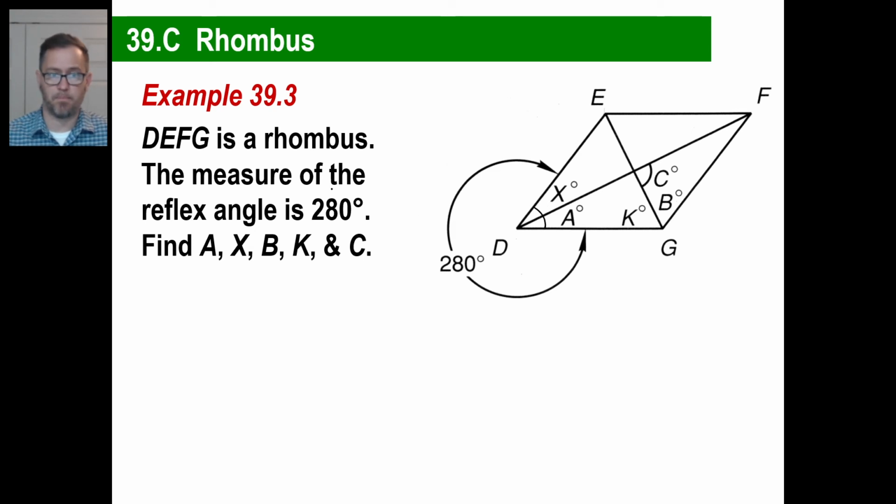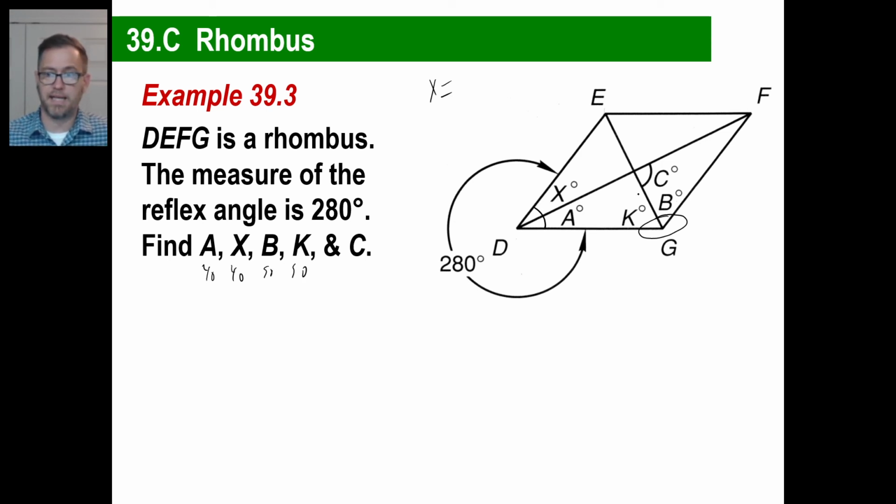Since this is a rhombus, these diagonals bisect the angle. So X and A are both exactly half of 80 degrees. X is 40 and A is 40. We there? Okay, B, well, let's see. This is a parallelogram, of course, as well. What is the measure of this whole angle right there if right next to it is an 80-degree angle? It's going to be 100, right? So K and B are both half of 100, so they're 50.